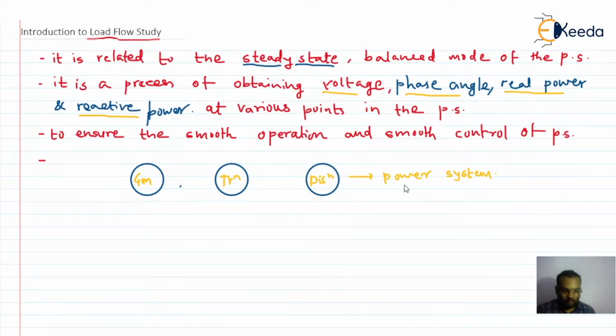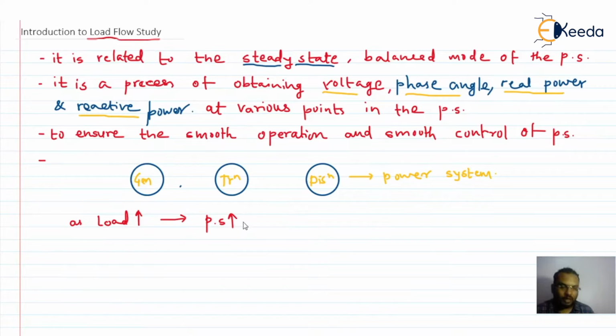Okay, so what happens is, as the load increases, in order to ensure the continuity of the supply, I must expand my power system. The power system must be expanded.